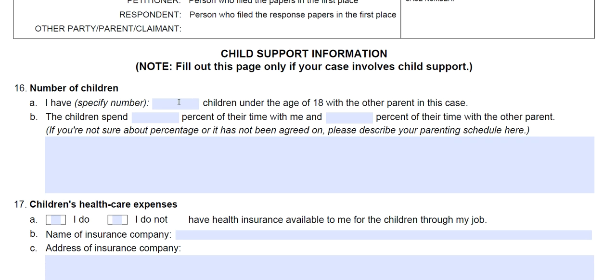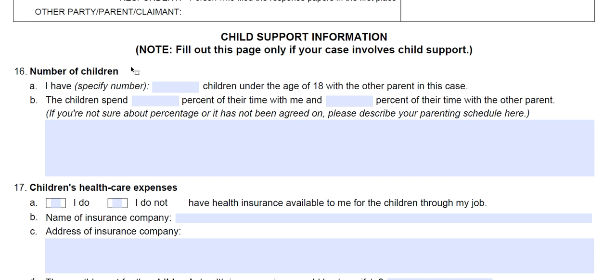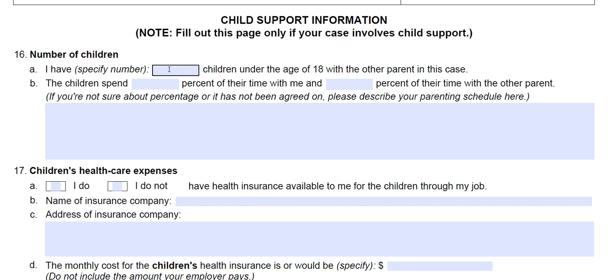The last page is for child support issues. For example, let's say that you have 2 children under the age of 18 living with the other parent, and then you have to estimate how much time they spend with you versus how much time they spend with the other parent.